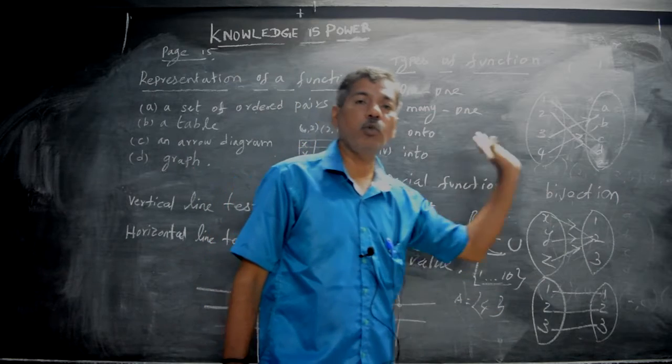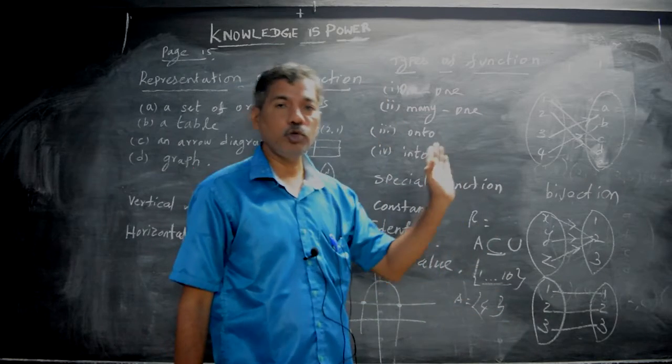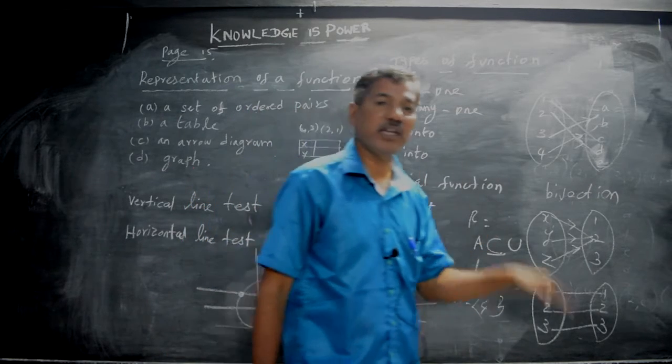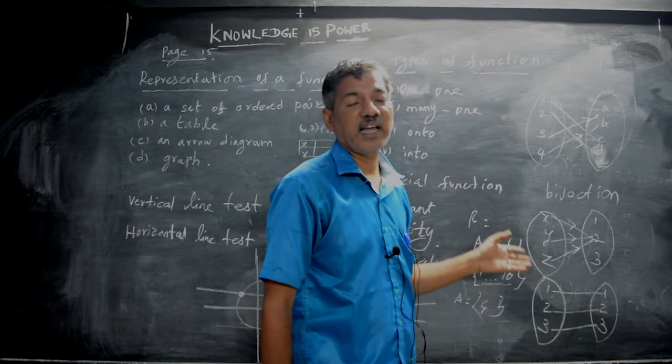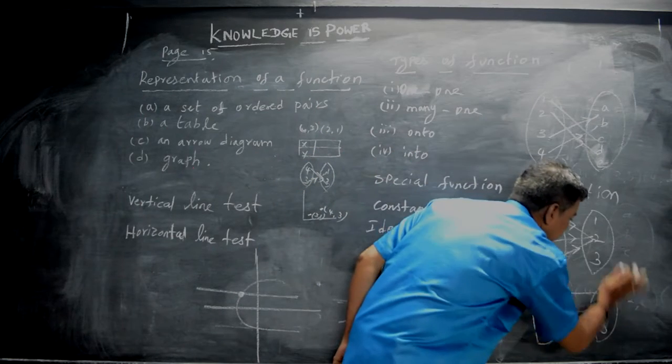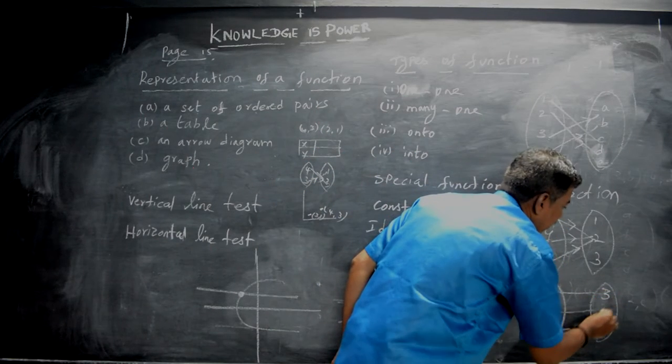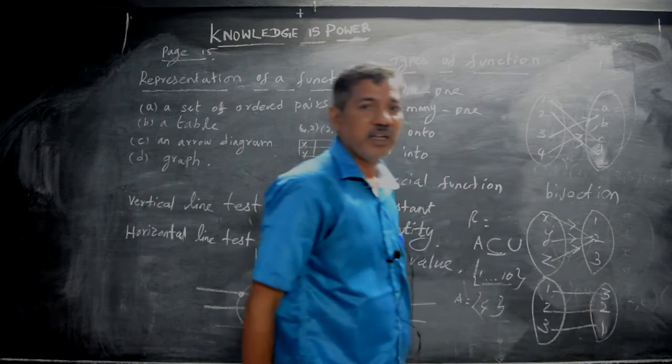1 should be mapped to 1, 2 should be mapped to 2, 3 should be mapped to 3. Then it is called an identity function. Suppose I write this in reverse order, 3, 2, 1.